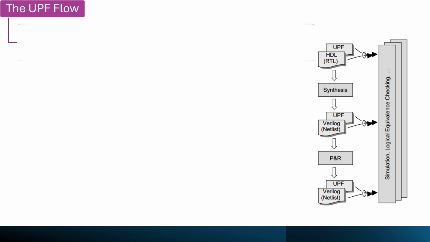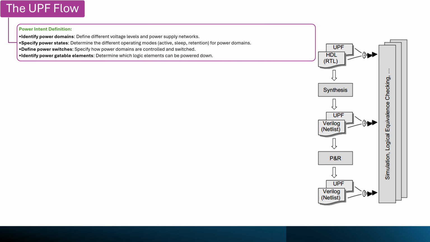Okay, first, power intent definition. To begin with, you define the power intent. What you do here is you identify the power domains, for example, different voltage levels and power supply networks. For example, pads may be working at a different supply.